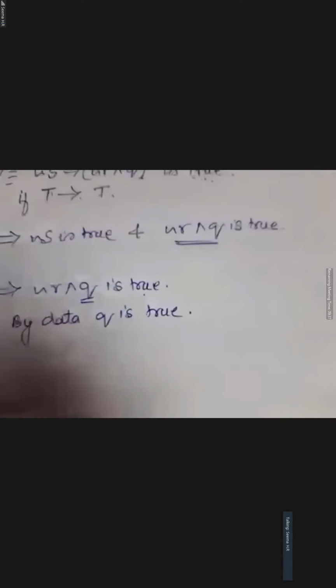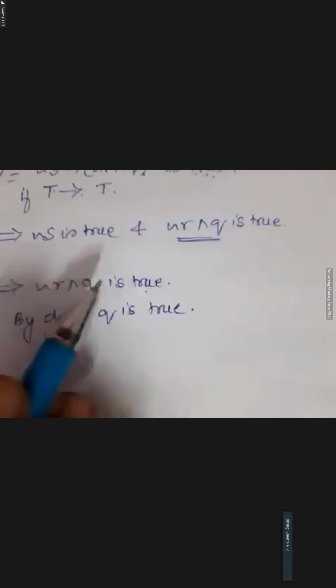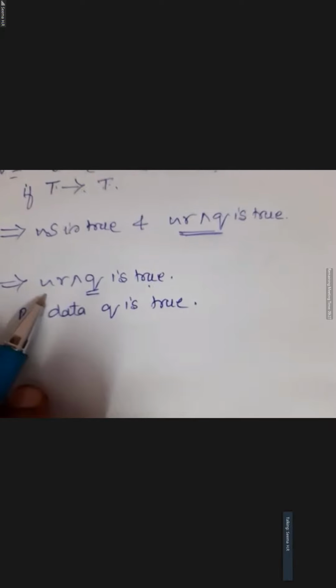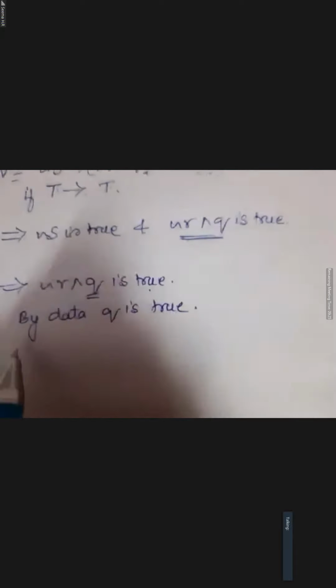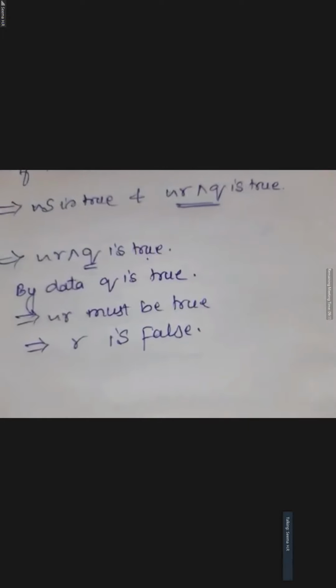Already given. So negation of R and Q is true. And from the data, Q is true. Then obviously negation of R must be true. So this implies negation of R must be true. So if negation of R must be true, it means R is false.